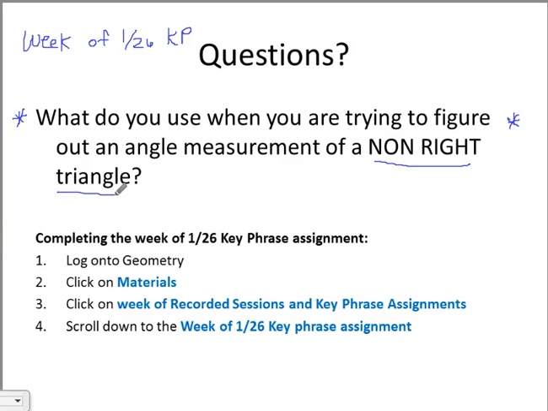So what 2 things did we learn that will help us solve for unknown angle measurements or unknown side lengths of a non-right triangle? So far in Unit 5, we've been focusing on right triangles up until this last session. So what do we use to help us find missing unknowns in non-right triangles? Remember, if you need a review of how to complete the key phrase assignment, it's right here, so you can read through that. And that's the end of this week's recording.